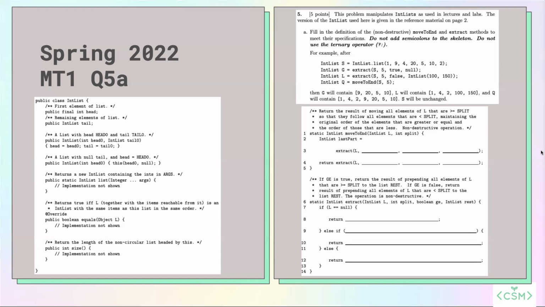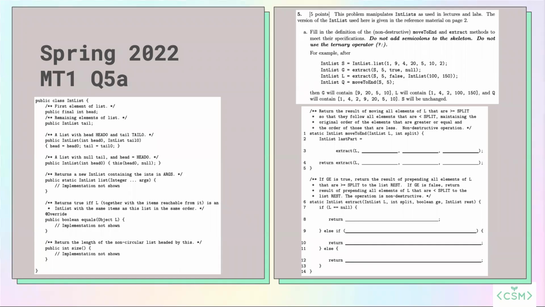The question, I can just read it out, is: fill in the definition of the non-destructive move to end and extract methods to meet their specifications. Do not add semicolons, do not use the ternary operator. Below they've given you some doctest examples. The move to end function takes in an int list L and split, and it returns the result of moving all elements of L that are greater or equal to split so that they follow all elements that are less than split, maintaining the original order of the elements. It's a non-destructive operation.